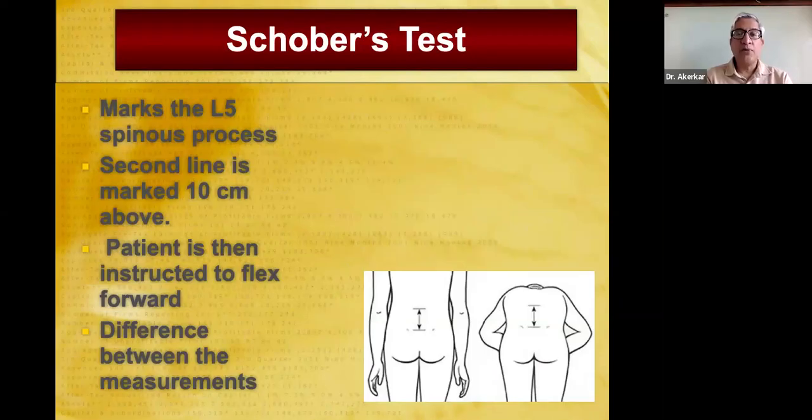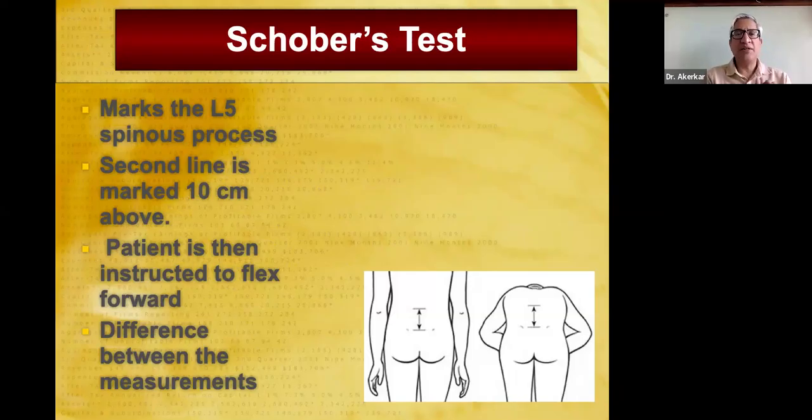Schober's test. What are we trying to examine now? Basically, we are looking at the flexibility of the spine. One, flexibility of the spine. Second, whether there is any involvement of the sacroiliac joint, some pathology of the sacroiliac joint. This is exactly what we are trying to see when we are examining these patients.